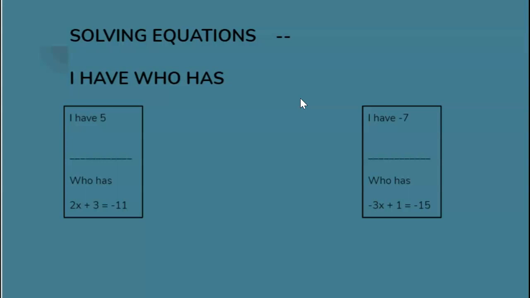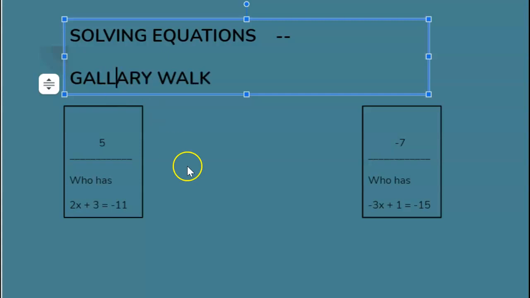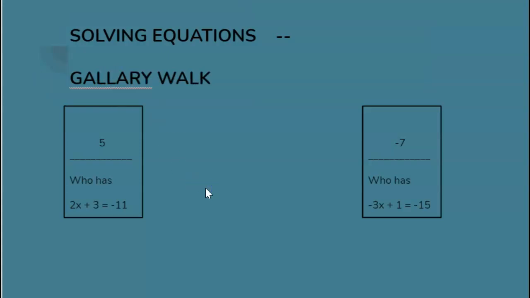Another one, so that you don't have to do that, I like to do also, is I call it my gallery walk. I spelled that wrong. I don't know how to spell gallery, obviously. But what I do is the same problem. Instead of I have who has, sorry, I updated the other one and didn't take these off. But what I do is I just give it to look like this.